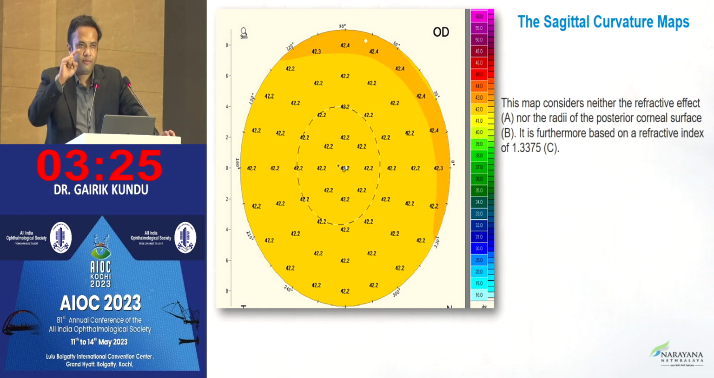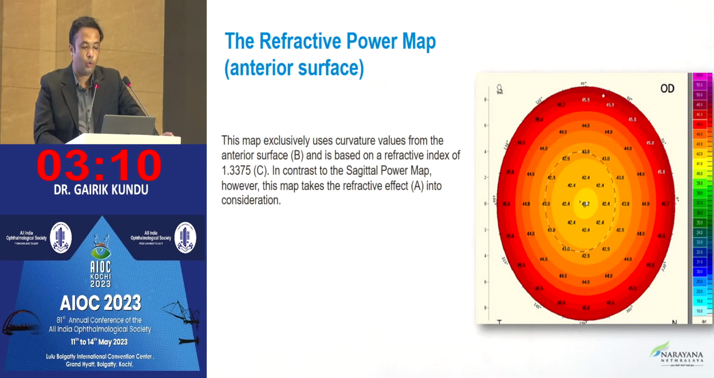So the first mistake people make is that axial and sagittal curvature maps cannot be used interchangeably. Sagittal curvature maps consider curvature without spherical aberration, and therefore you get keratometry which is kind of uniform from the center to the periphery. The refractive power map, on the other hand, incorporates the effect of spherical aberrations. So if you see, the central values are different from what you see as you go towards the periphery. So that is something you need to remember.